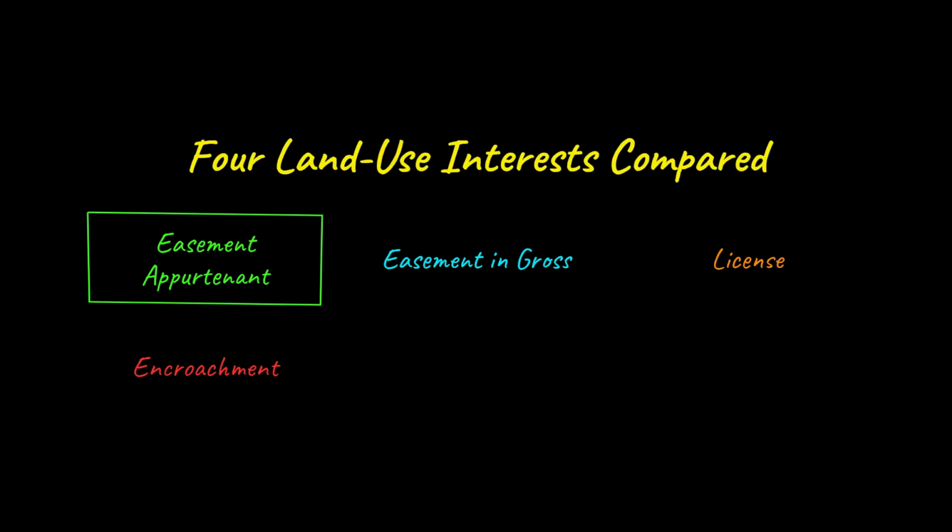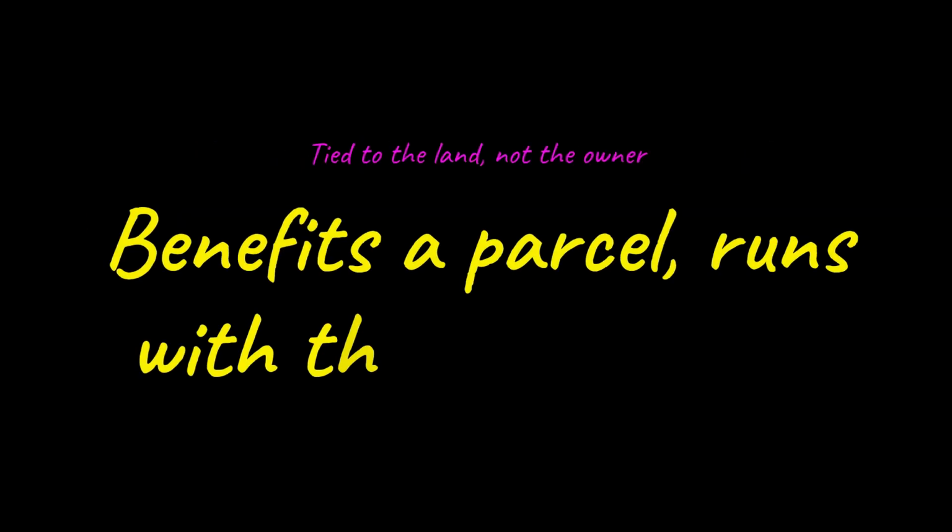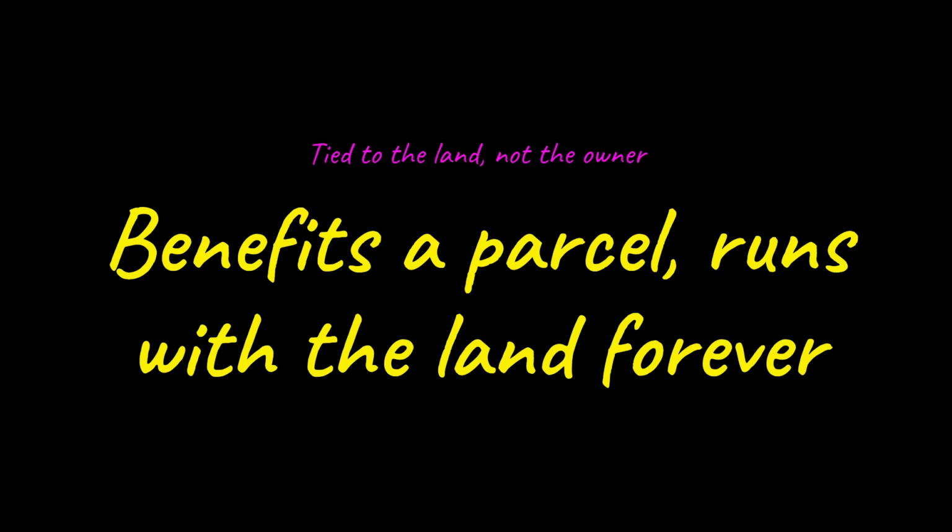Don't confuse this with 3 lookalikes. An easement in gross benefits a person or company, not a parcel, like a utility line. A license is mere revocable permission, and an encroachment is an unauthorized trespass. Only the easement appurtenant attaches to a benefited parcel and passes with it. Whenever a right to cross land benefits a specific parcel and transfers automatically to future owners, that's the signature of an easement appurtenant.